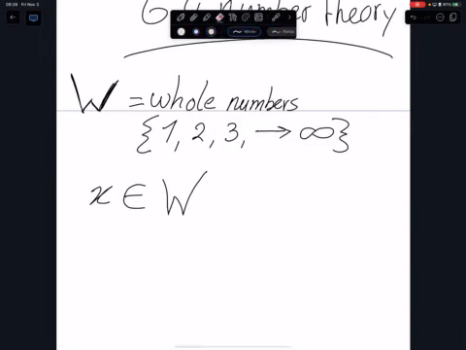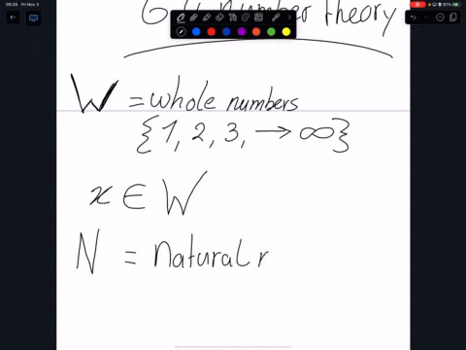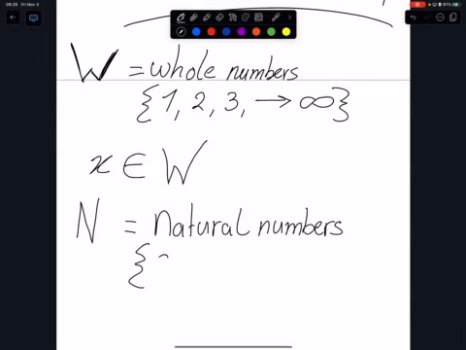The next set of numbers is when a set of mathematicians came together and they called this the natural numbers. And what are the natural numbers? The natural numbers are the whole numbers that include the number 0.